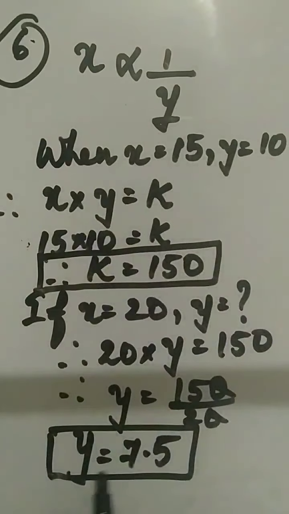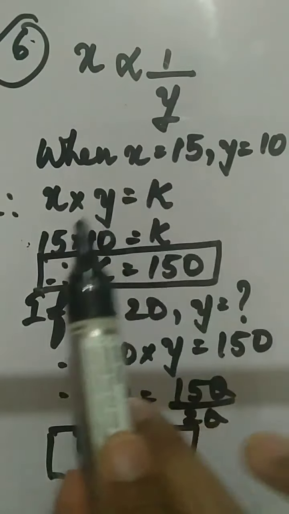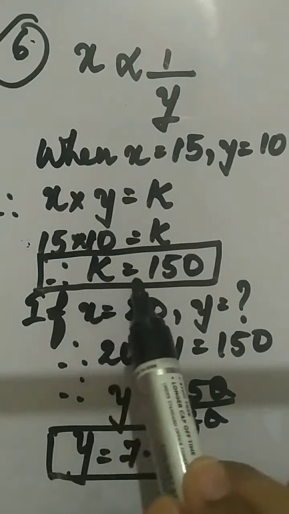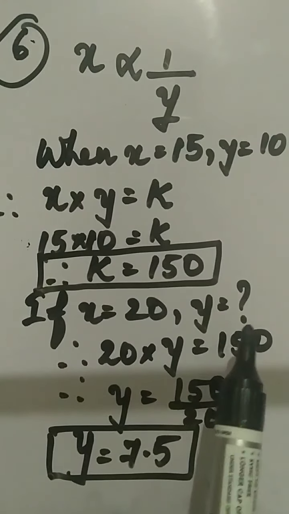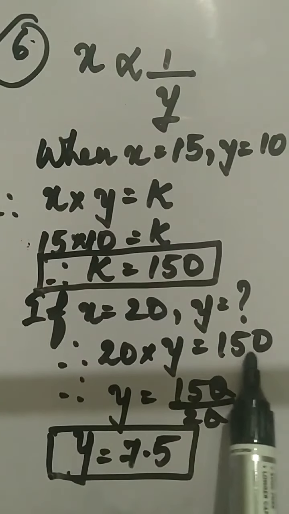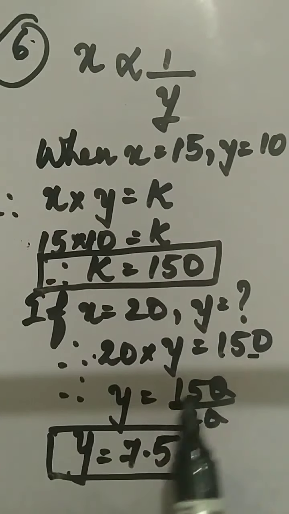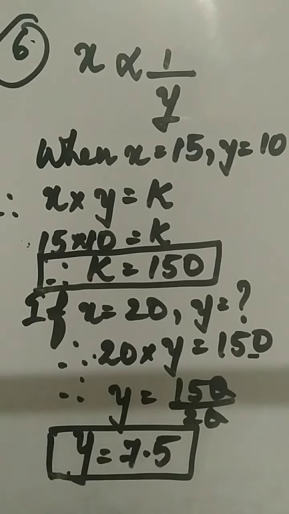Okay, so I got y as 7.5. Did you get the same way? X varies inversely to y. So I multiplied x and y to get k. X is 15, y is 10. So k is equal to 15 into 10, 150. If x is 20, how much is y is the question. X you write 20, y we don't know. Constant will be the same, 150. 20 will come to the opposite side. So 150 upon 20, 0, 0 cut. 15 upon 2 is 7.5. So we got the answer as 7.5. I hope you also got the answer the same way.